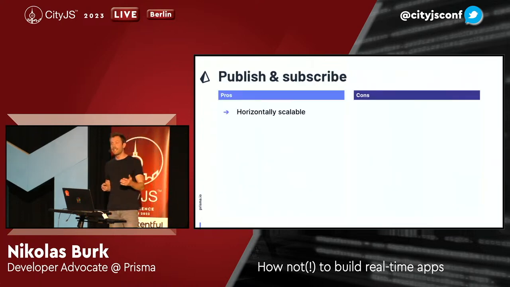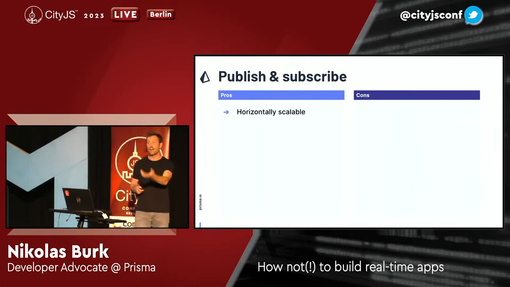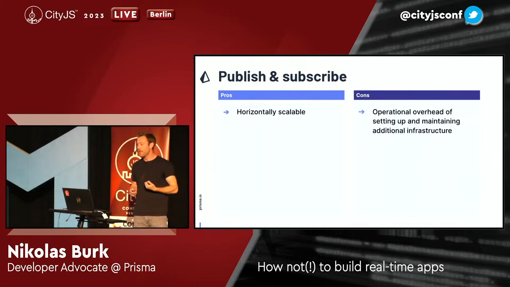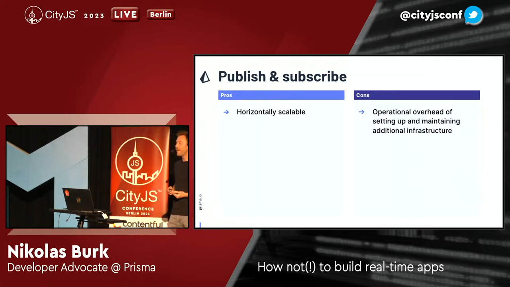The pro is that now it's horizontally scalable. We can actually have multiple API server instances because they all are subscribed to the message queue. But we do have the operational overhead of maintaining and setting up additional infrastructure. We still have the dual write problem.